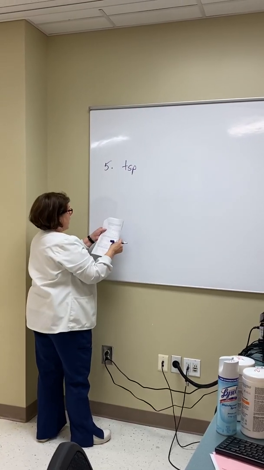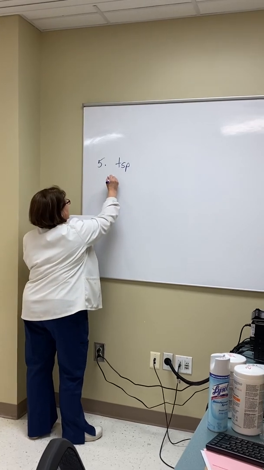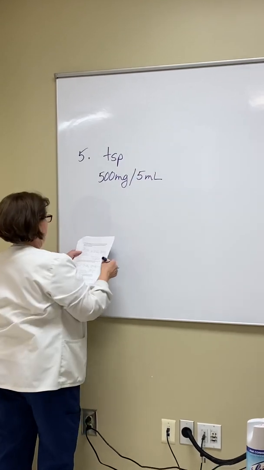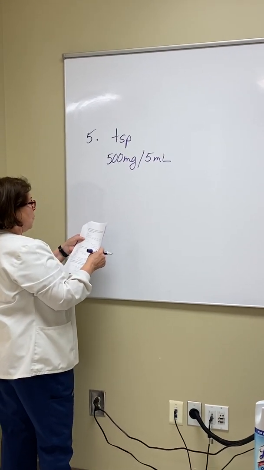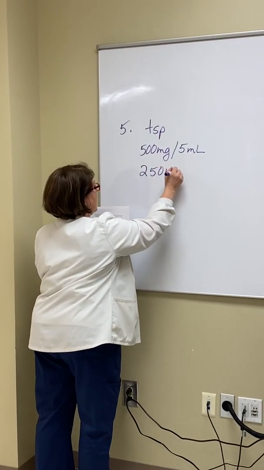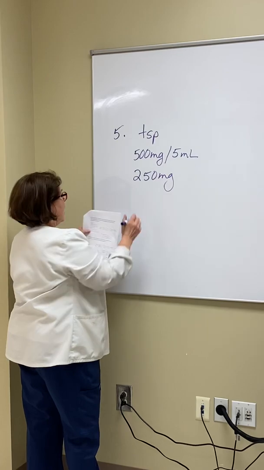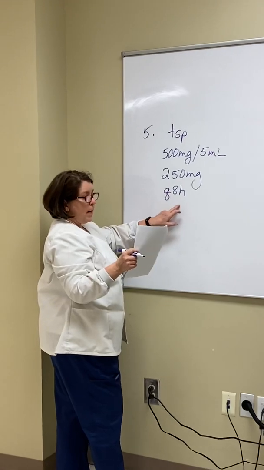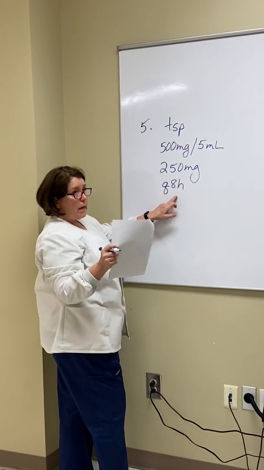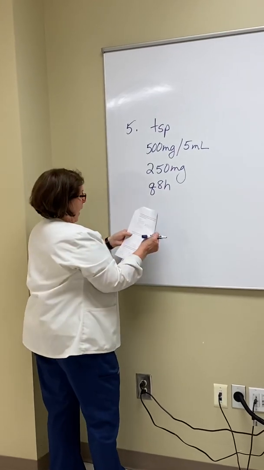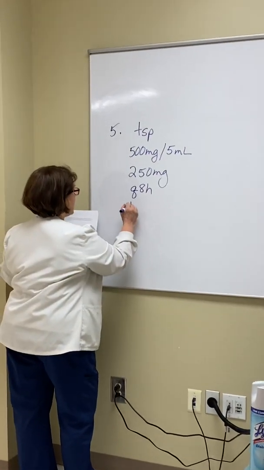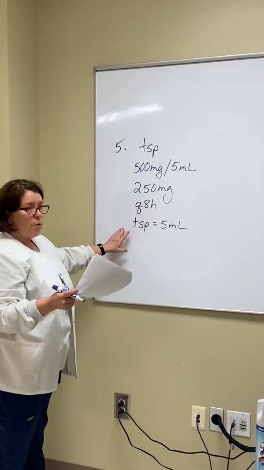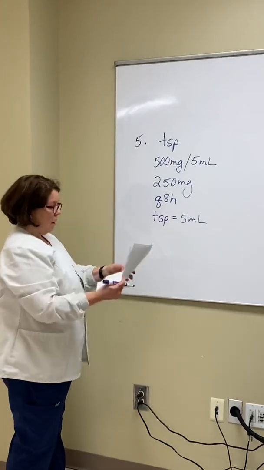So I'm going to write our data down. We've got 500 milligrams per 5 mLs. The dose that the doctor ordered is 250 milligrams, Q 8 hours, which means every 8 hours. We may or may not need that, we'll just have to see. We don't always need all the information that's given. And we have to add our conversion, and we know that 1 teaspoon equals 5 mLs. If you don't know your conversion, you're not going to get the problem right. You'll struggle. So make sure you know that.